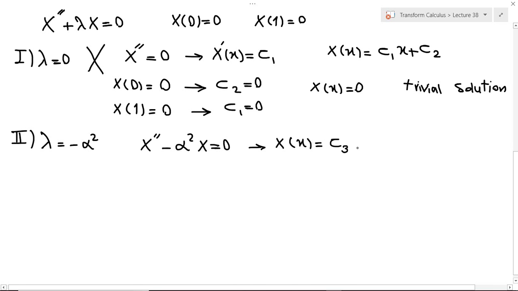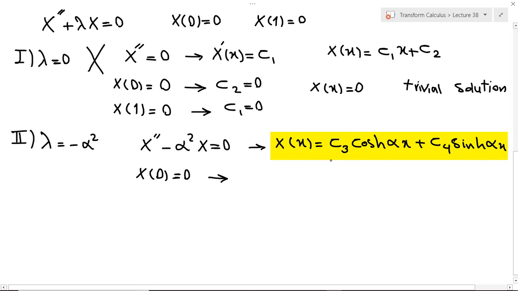I used C3 cosine hyperbolic alpha x plus C4 sine hyperbolic alpha x. Now I have to apply boundary conditions. So X of 0 is equal to 0. As a result, if I plug in x equal to 0, cosine hyperbolic 0 is 1, so we have C3. Sine hyperbolic 0 is 0, so it means that C3 should be equal to 0.